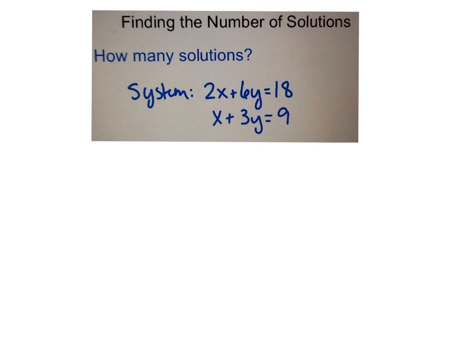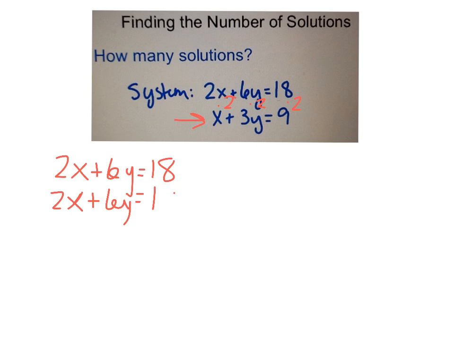In this one, we do not have matching coefficients, but if you multiply the bottom times 2, we get to match up with the top. So I'm going to take all the bottom times 2. I'm going to rewrite both of them because I need them to be lined up. So the top one, once again, was 2x plus 6y equals 18. And then when I multiply on the bottom, x times 2 is 2x, 3y times 2 is 6y, and then 9 times 2 is 18.